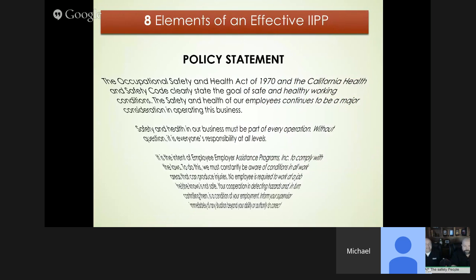Before we get into the 8 elements of an effective IIPP, the first thing that it's going to start with is a policy statement. And Michael, what's taking place here in the policy statement? A policy statement is a broad vision. It's like a mission statement, if you will, of your vision of what you see your company doing with safety. This can be very customized. It can be something that you put together, but you need to have your basic policy statement saying, overall, we want to keep our employees safe. This is the get-you-going kind of thing. This is what you really just need to put into place.